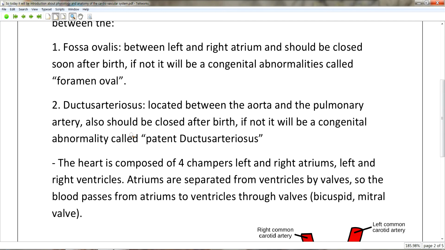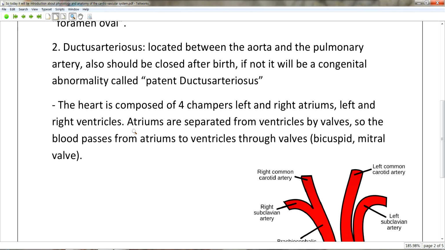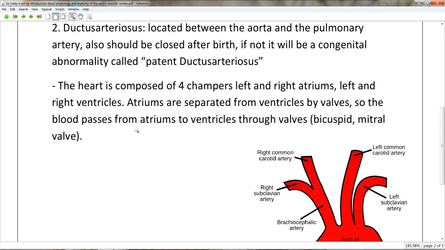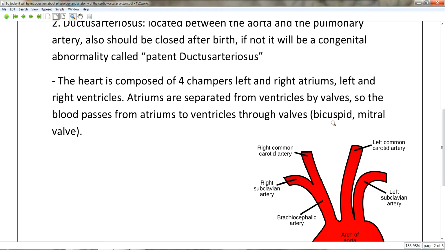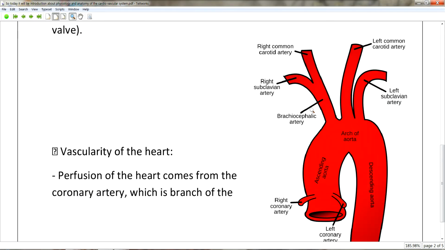Another opening also present in the fetal circulation is the ductus arteriosus, located between the aorta and the pulmonary artery. It should also be closed after birth. If not, it will be a congenital abnormality called patent ductus arteriosus. The heart is composed of 4 chambers: left and right atriums, left and right ventricles. Atriums are separated from ventricles by valves, so the blood passes from atriums to ventricles through valves, the bicuspid or mitral valve.